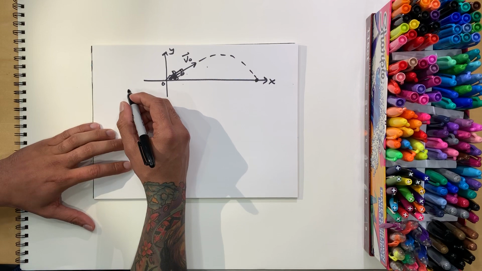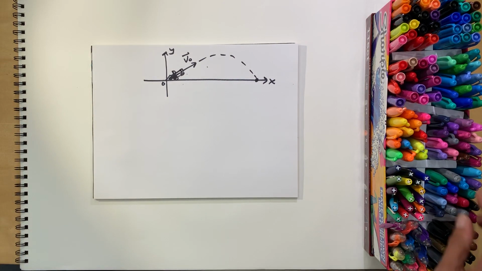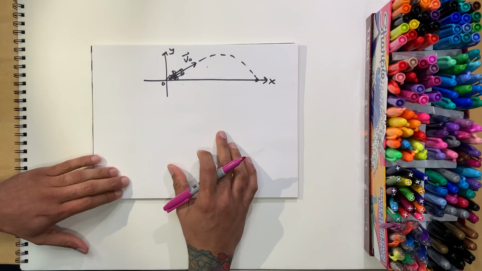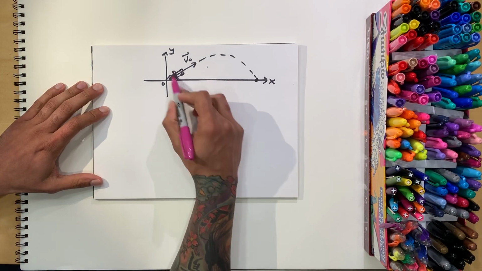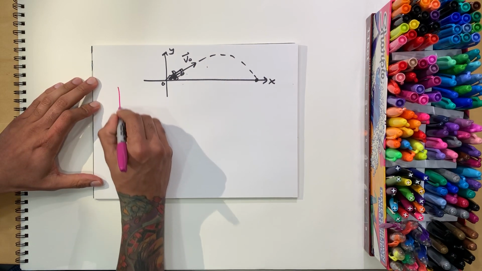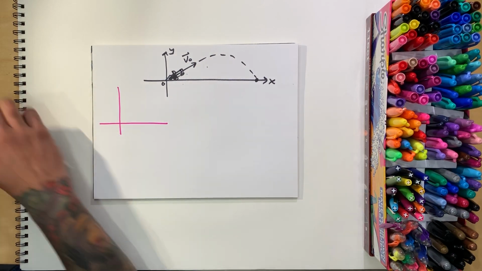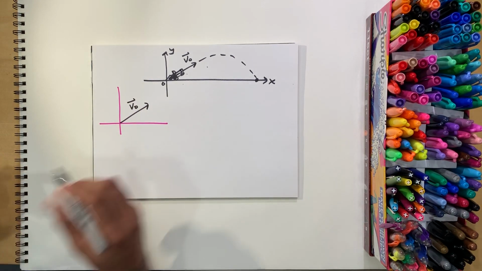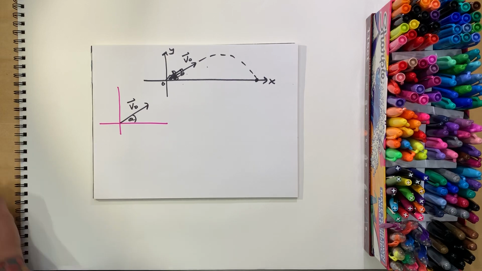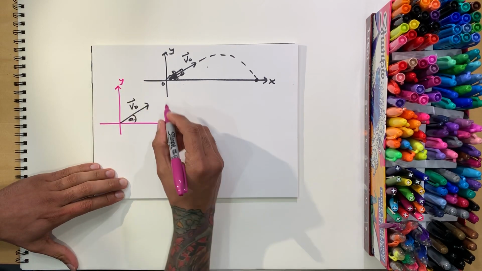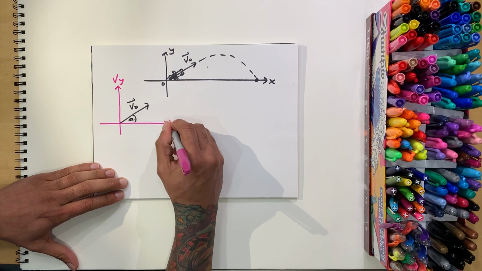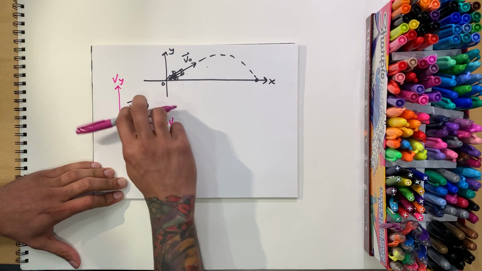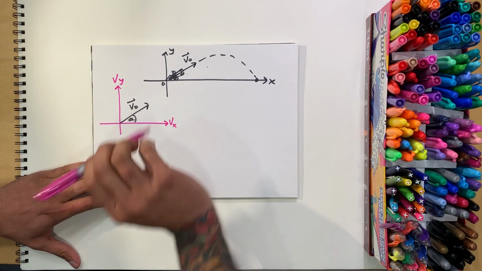So let's start off with breaking up the velocity vector. All right, so what we're gonna do is we want to break it up, and here we have that same initial velocity vector, right? But I want to describe it in, let's put vy, vx. I want to describe this initial vector, right, as a vector in the x and a vector in the y.